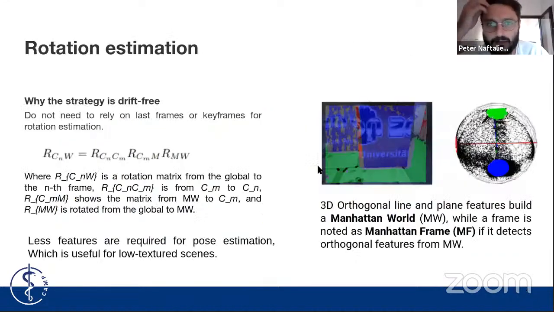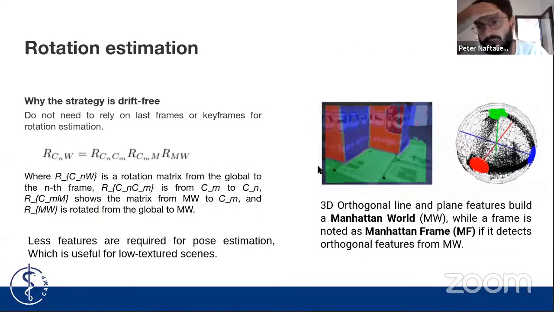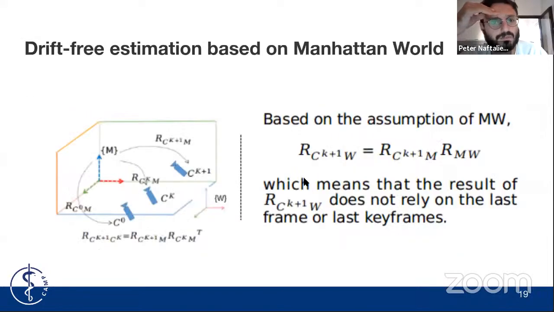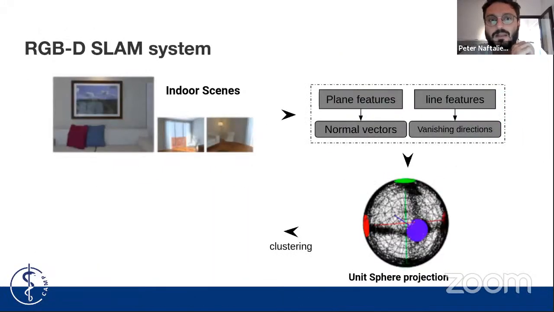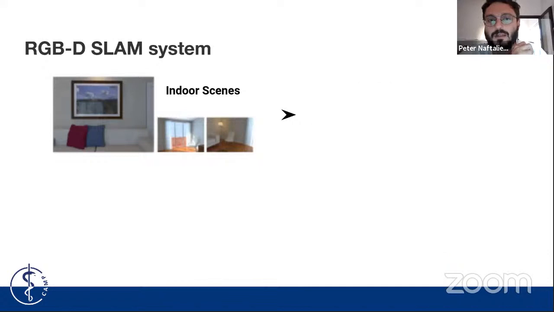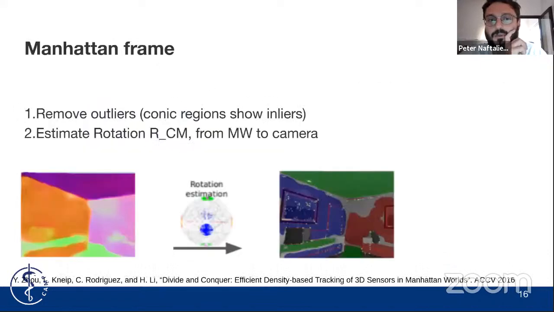Sorry for interrupting, it was a bit hard to follow. I want to start from understanding the definition of Manhattan world based on Manhattan frame. I think this was slide 16. We define Manhattan frame as a frame when we remove the outliers based on those spheric regions. And then we estimate the rotation RCM from Manhattan world to camera. That part is a bit unclear. If you could again describe what this means.